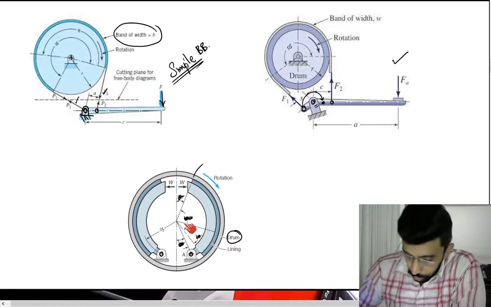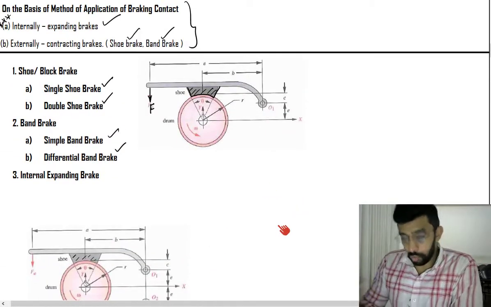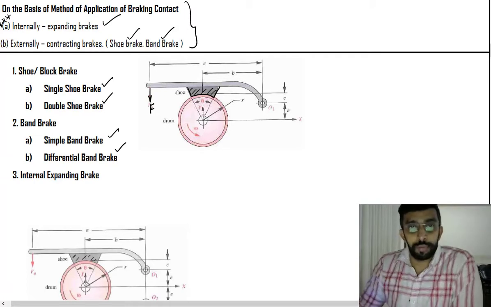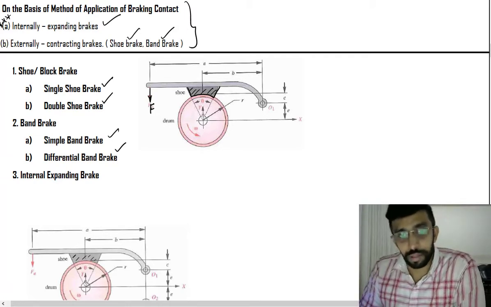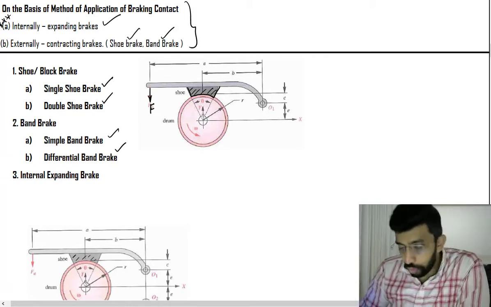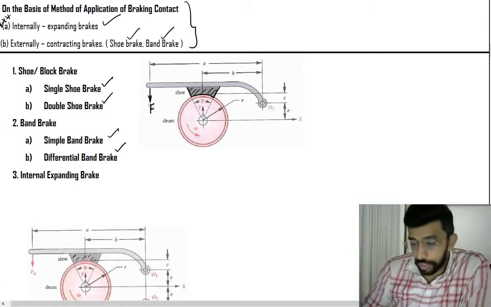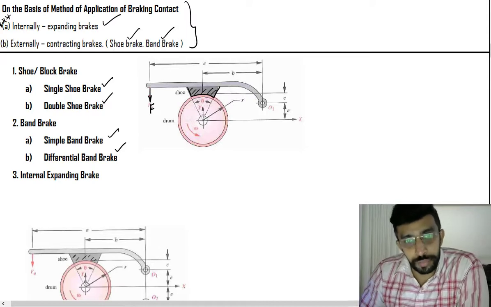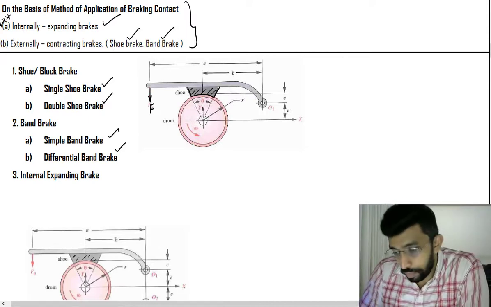Now we'll look at the forces, or the free body diagram of the brakes. If you look here, we can say that these brakes possess some amount of power, P.